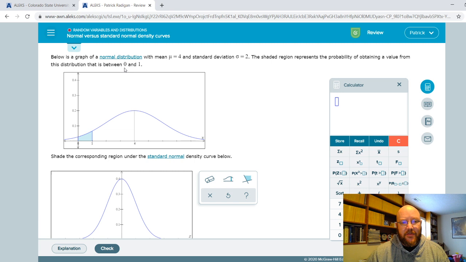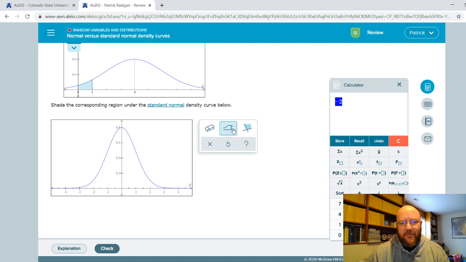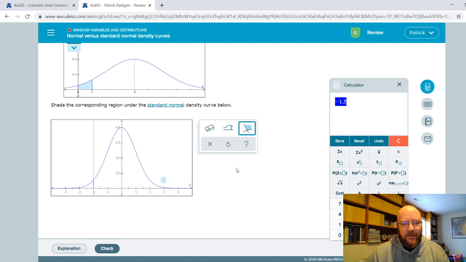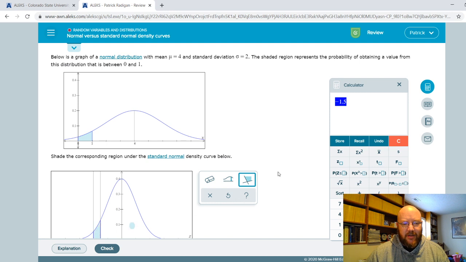Our first value is 0. So 0 minus our mean, which is 4, gives us -4, divided by our standard deviation, which is 2. This gives us -2, so our first point is going to be on -2. Then the next one is 1 minus our mean, which is 4, divided by 2. It's going to give us -1.5, so we just go in here to -1.5 and shade in everything in between.